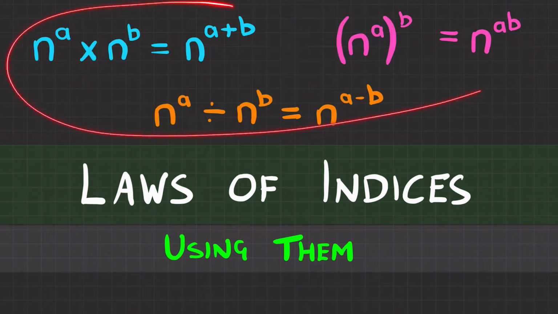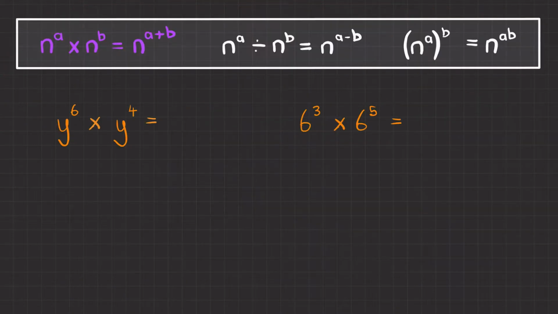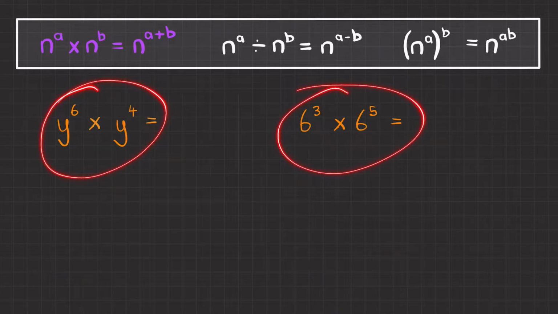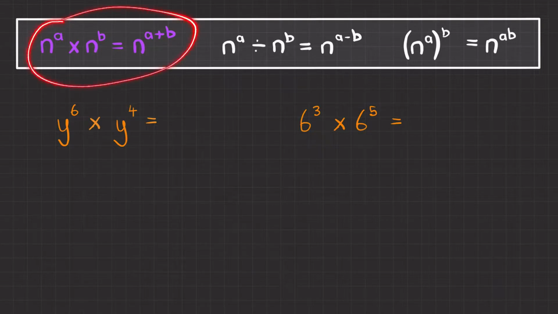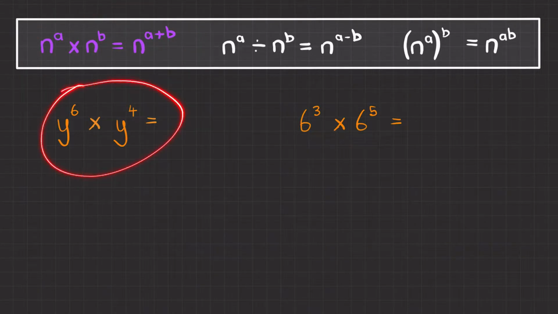Let's calculate using the 3 laws of indices here. These two equations here involve indices. The variables, or numbers, are being multiplied by each other, so we're going to use this law of indices here. For this first question, we've got y to the power 6 being multiplied by y to the power of 4.